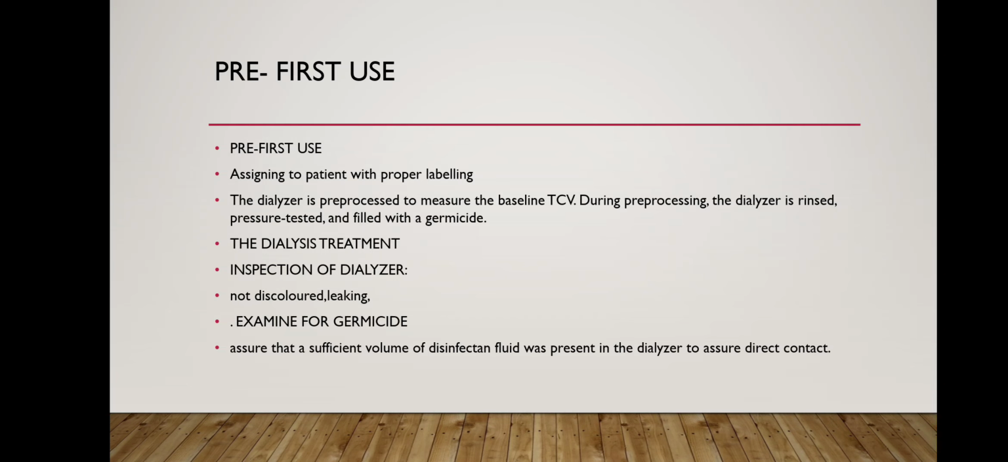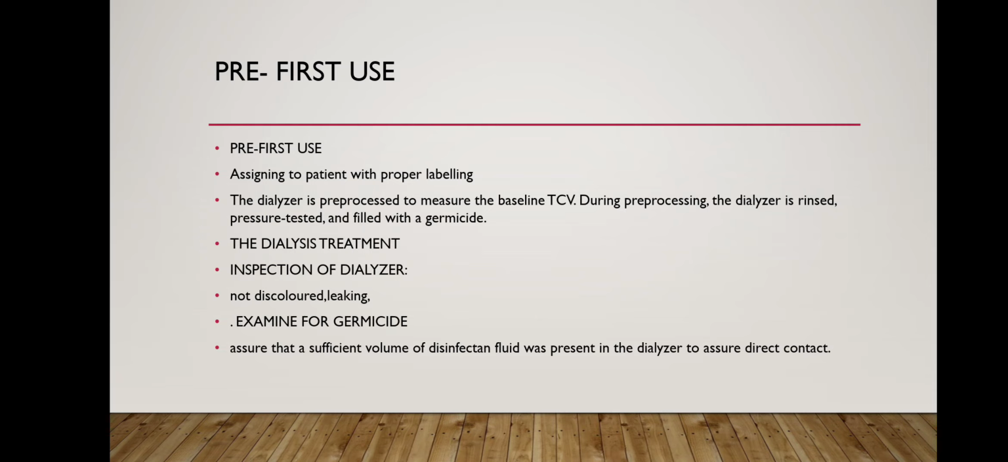The dialyzer is reprocessed to measure the baseline TCV. TCV means total cell volume. During the reprocessing, the dialyzer is rinsed, pressure tested and filled with germicide.